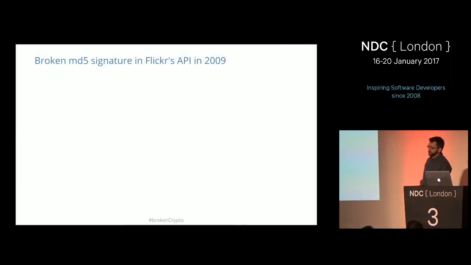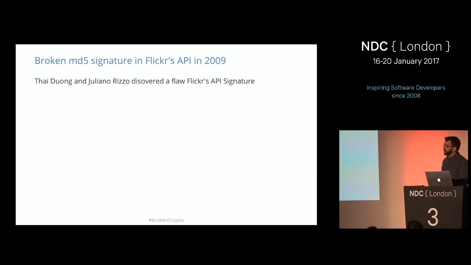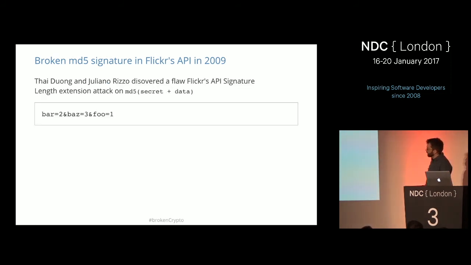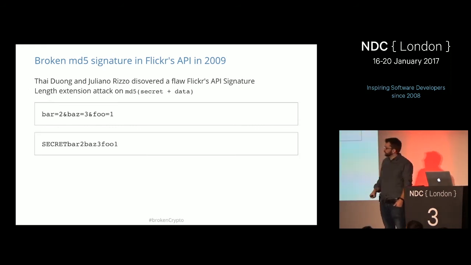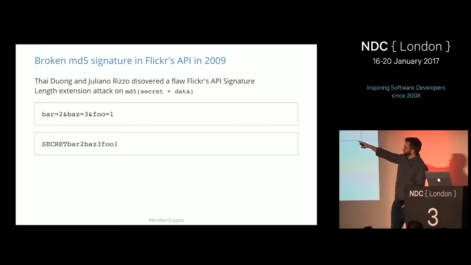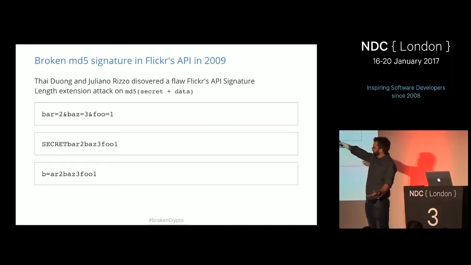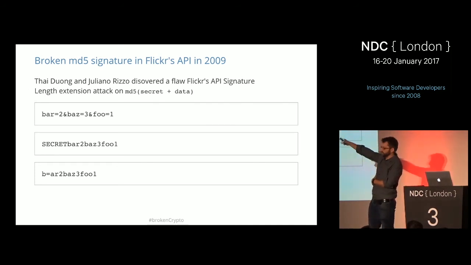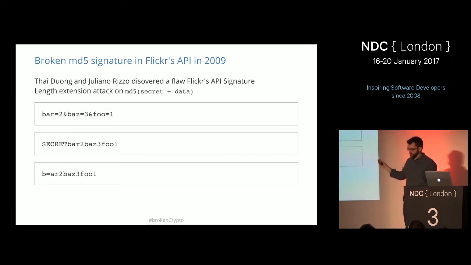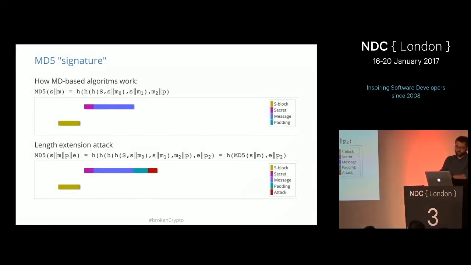An example from Flickr: they had an API back in 2009 that was using this construct of secret plus something and then MD5. And they had some other issues as well. If these were the URL parameters, it would do a normalization of that. It would just remove the ampersands and the equal signs and shove them after the secret, and then that's what would be signed. The problem is that according to this algorithm, these two are the exact same, because was it a B with this value, or was it actually bar 2, et cetera, et cetera? It doesn't know.